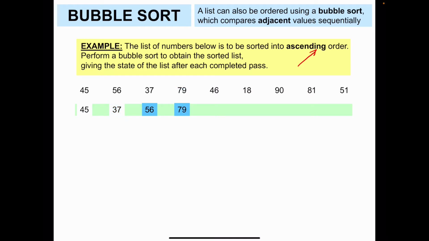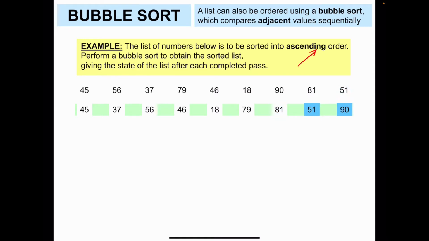Now I'm looking at 79 and 46. These two are not in order, so I switch them. 79 and 18, not in order, so switching. 79 and 90, they are okay. They are in ascending order, smaller and then bigger, so I can keep it. 90 and 81, they are not in order, switch it. And then 90 and 51, they are not in order, so switch it.